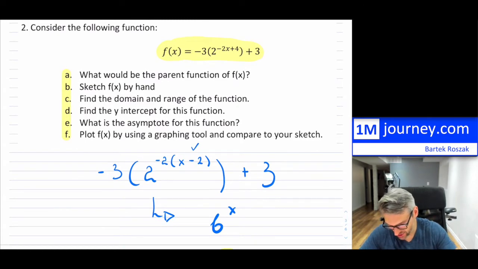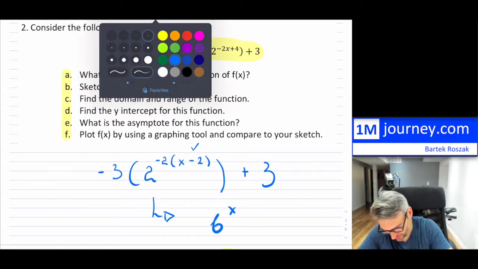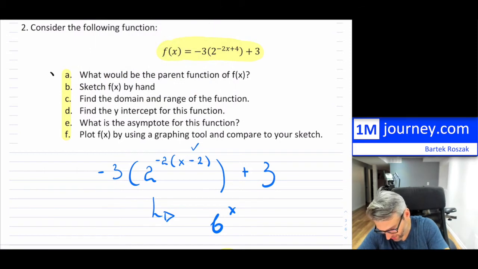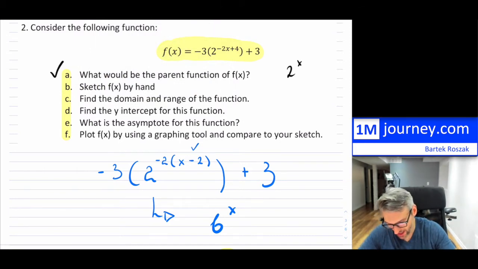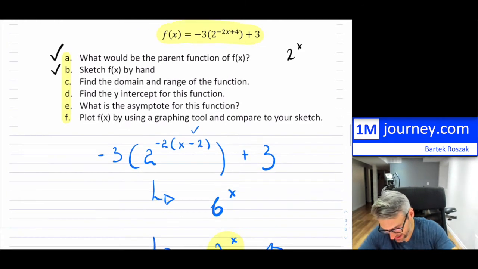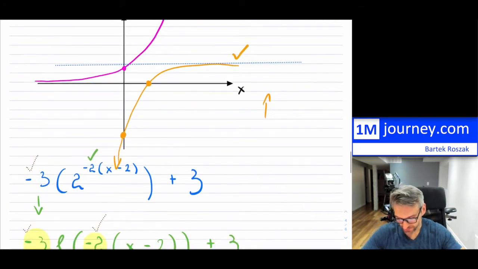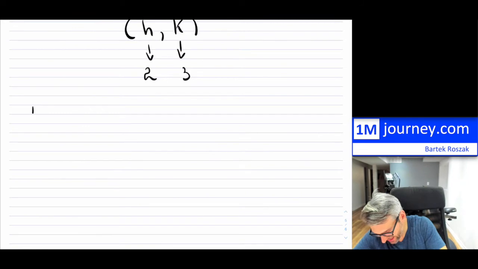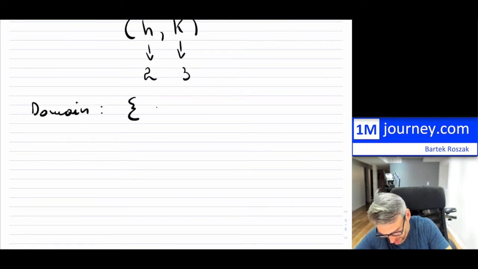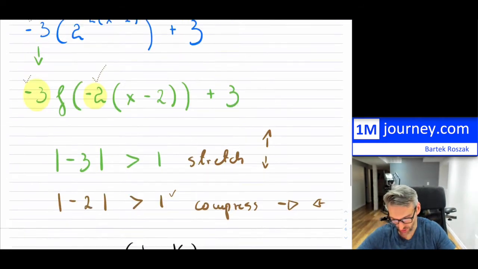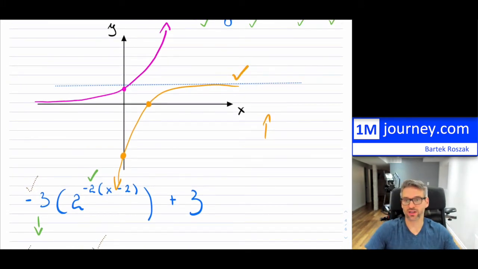So that's the sketch. So we have so far answered what would be the parent. So we know what the parent is. It's 2 to the x. We sketched it by hand by using transformations. What is the domain? Well, the domain for this, for the x, notice, it's basically x belongs to all real, because we don't have any restrictions at all in here. So it can be for any x, going left to right.